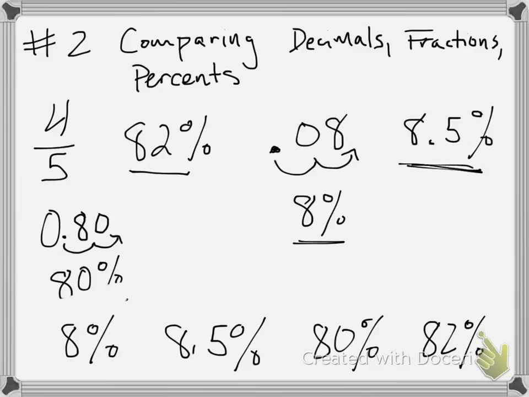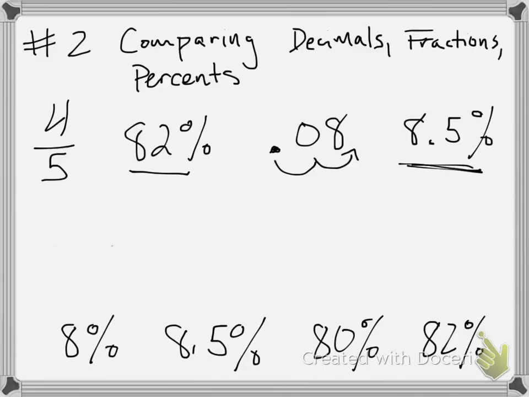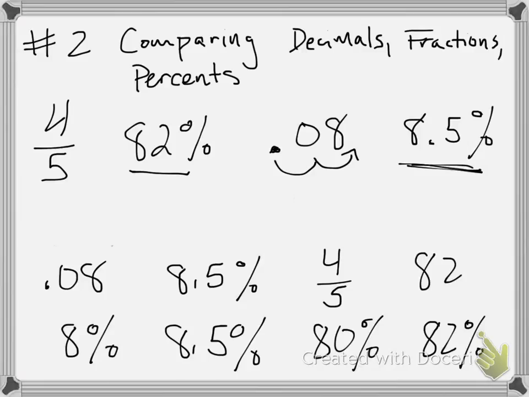And then if I was going to order these kind of as the original problem, let's see, what was my 8%? That was this decimal, so that was 0.08. My 8.5%, that was already there. My 80%, that came from my fraction. And my 82%, they gave us that percentage. Alright, so there's two different ways to see that.